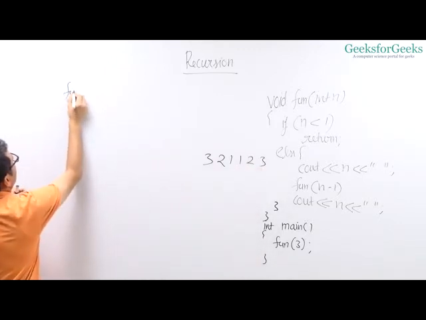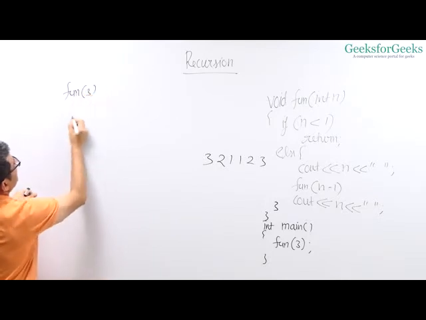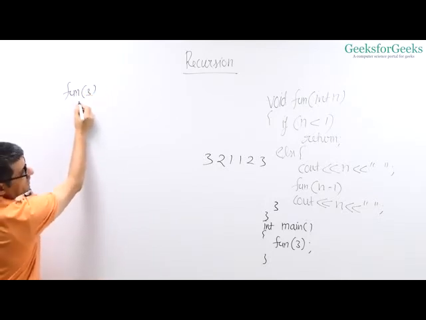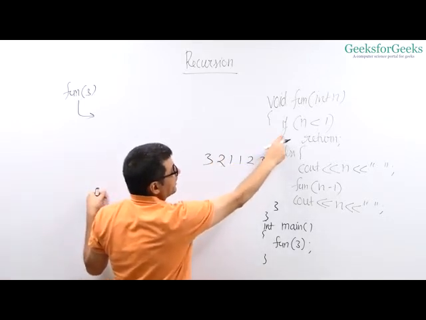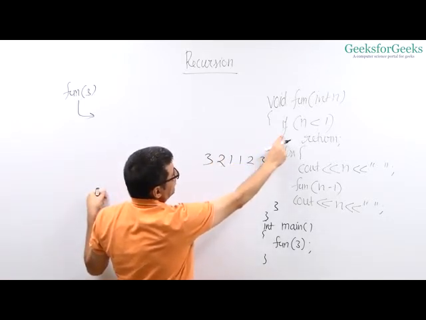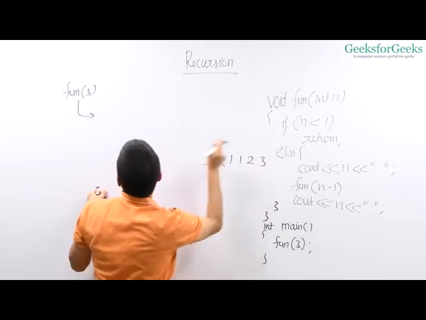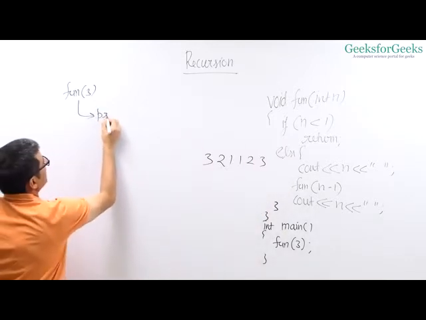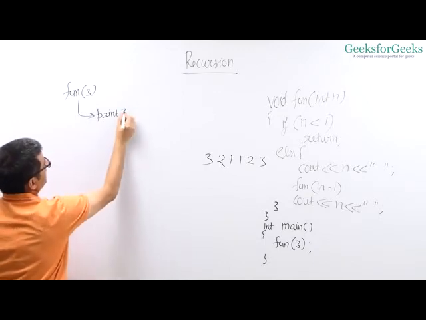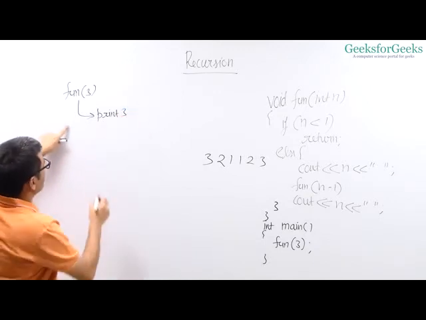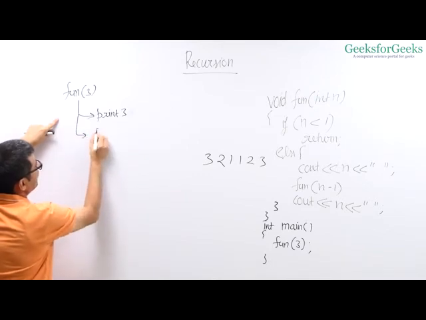We call for fun3. Fun3 first goes inside and checks whether n is smaller than 1. It's not smaller than 1, so it goes here. It prints 3. So I'm writing print 3, which means 3 is printed on the screen. After that, it makes a recursive call to fun2.